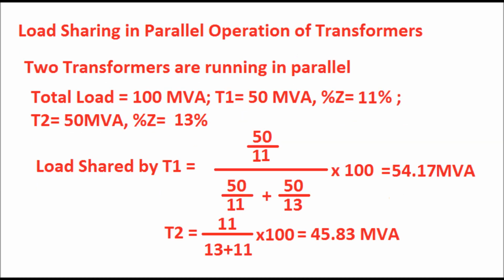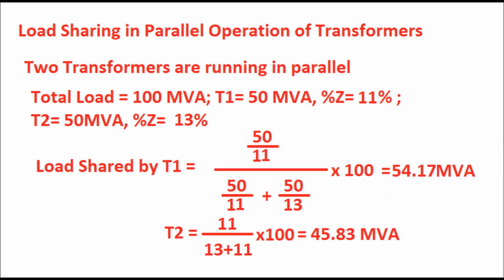Now let us take another example. In this case, total load is also 100 MVA and the MVA capacity is same for both the transformers, but percentage impedance of transformer 1 is equal to 11% and transformer 2 is 13%. So load share by the transformer 1 is equal to (50/11) divided by (50/11 + 50/13) into 100. Or we can say, since the MVA capacity of both the transformers is same, in this case the load share will be only dependent on the percentage impedance of the transformer.